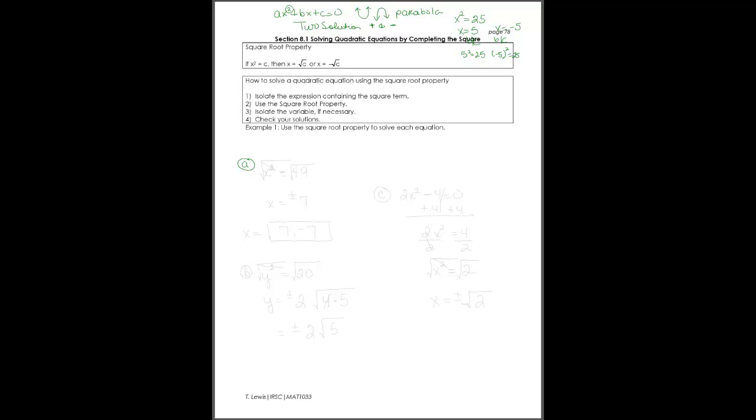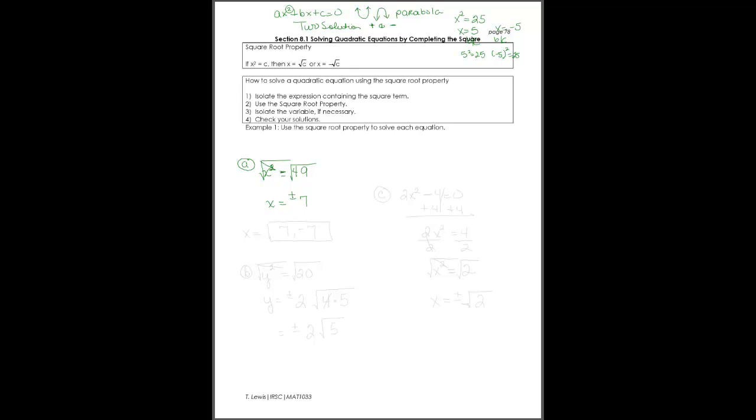It says here, use the square root property to solve each equation. So we have here x squared is equal to 49. To solve this equation, because we have the exponent of 2, we're going to take the square root to both sides. So on the left hand side, the square root and exponent of 2 cancel out. We have x is equal to, and then on the right hand side, we're taking the square root of 49 with plus or minus, because we're going to have two solutions. The square root of 49 is 7, so our solution is plus or minus 7.